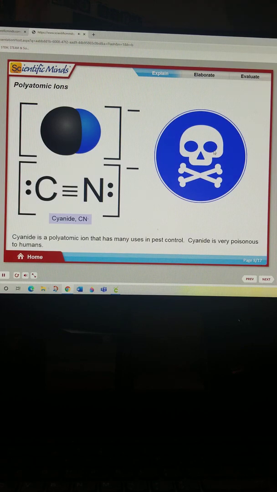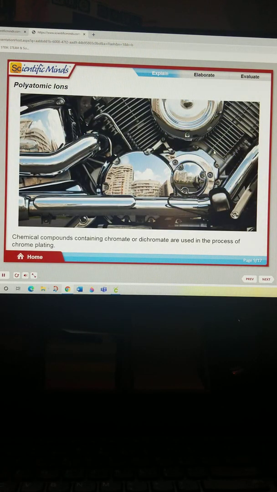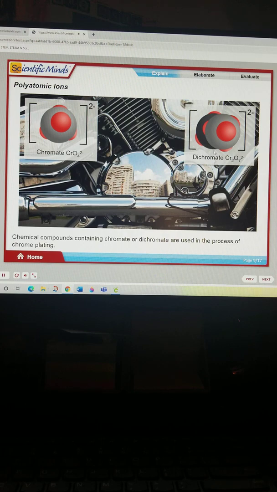Cyanide is a polyatomic ion that has many uses in pest control. Cyanide is very poisonous to humans. Chemical compounds containing chromate or dichromate are used in the process of chrome plating.